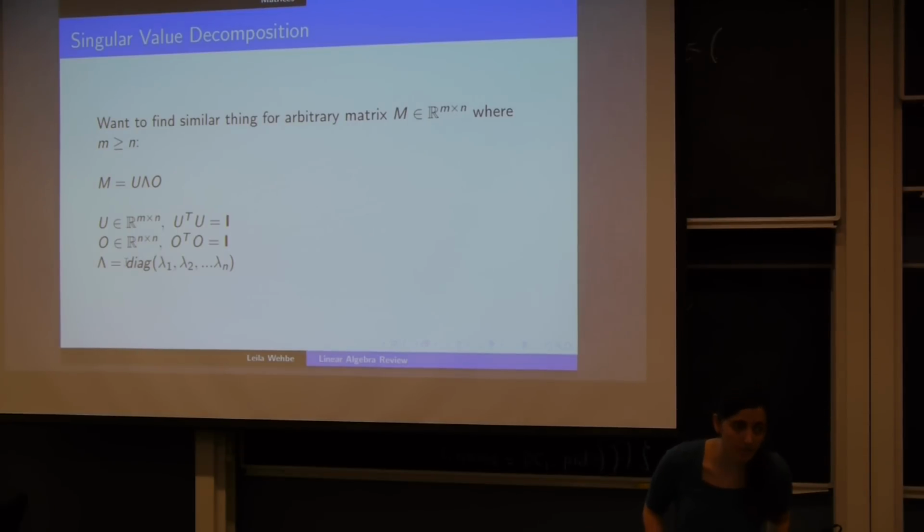Is it always going to be the eigenvector or not? U is going to be there. U? Oh, yeah.